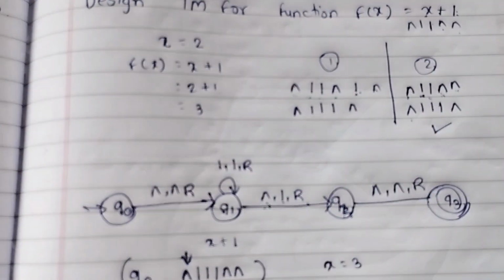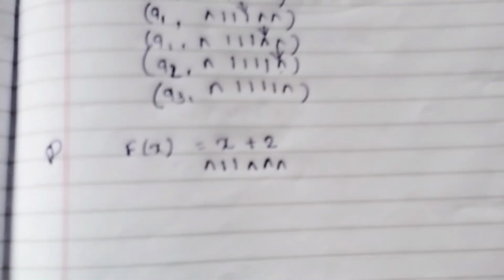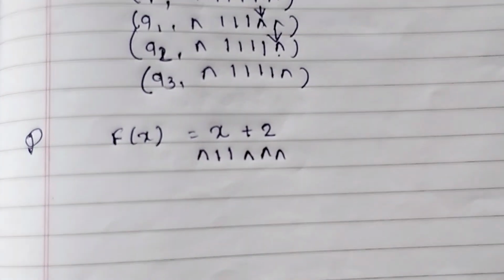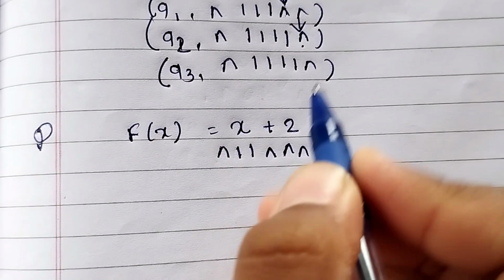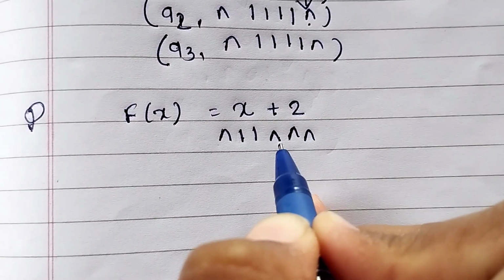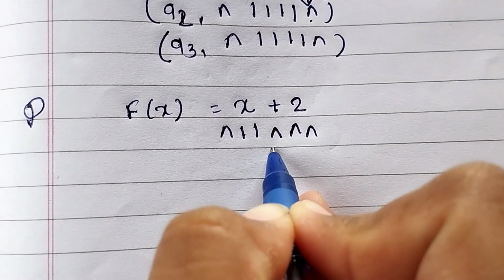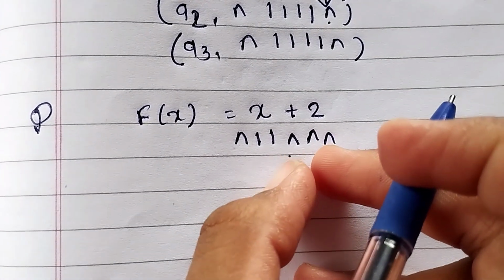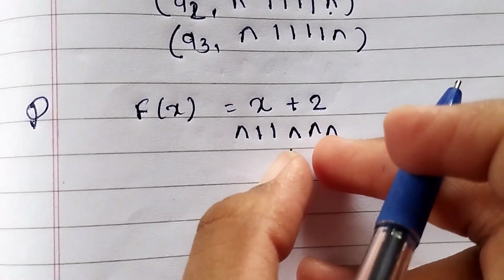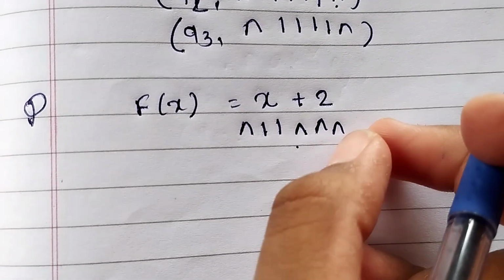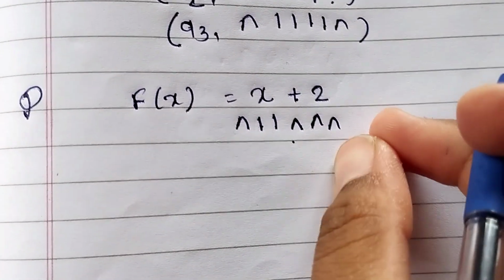Same logic we apply here, but what we change in this function is this: in the upper one the function is x+1, so we converted only the first null value into a 1. Here there are 2, so we convert the first 2 null values into 1s, and then if you read a null value again, we are in the final state.